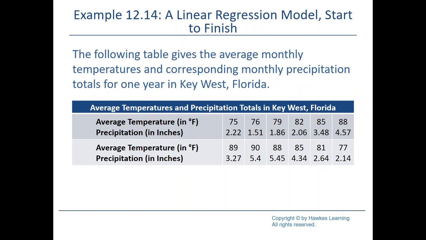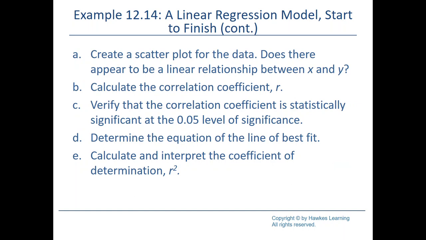Let's try another problem. The following table gives the average monthly temperatures and corresponding monthly precipitation totals in 1 year for Key West, Florida. So the first thing we're going to do is create a scatter plot. And I want to know, does it actually have a linear relationship between X and Y?